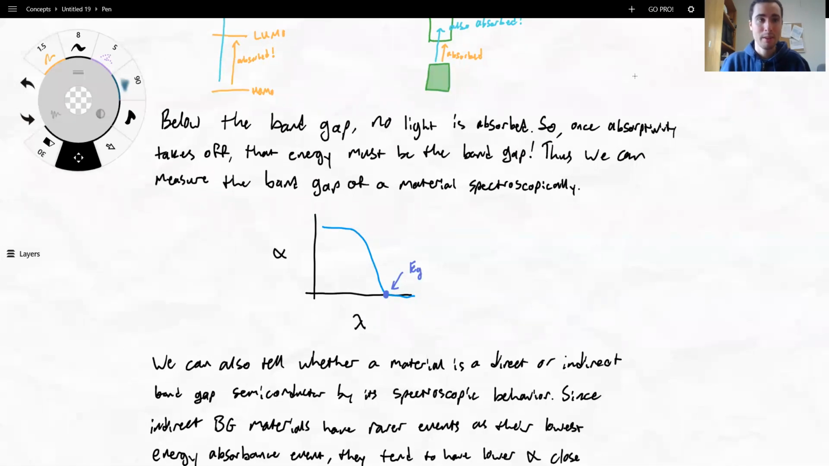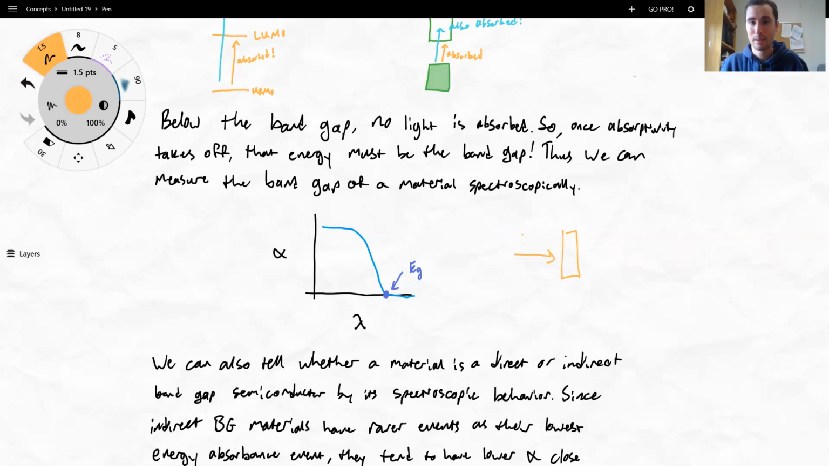All you have to do is take your sample and put it in a spectrometer. So you have some I naught going in, with I coming out. You just measure whatever that is. You monitor how much light is absorbed at all the different wavelengths. And as soon as it starts to kick up, there you go. That's the band gap. And then you just have to convert the energy or the wavelength of the light to the energy.